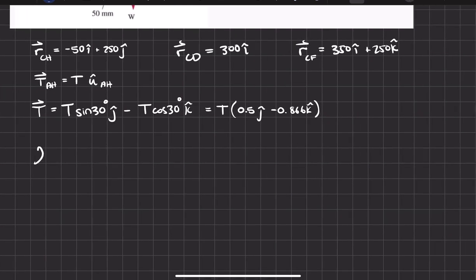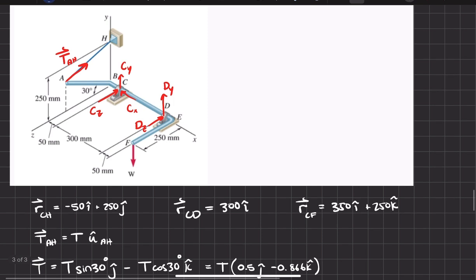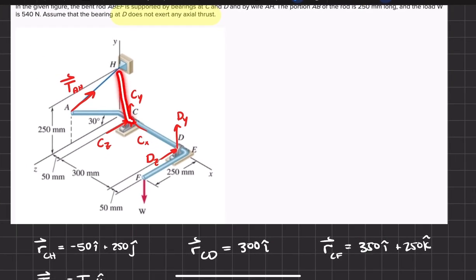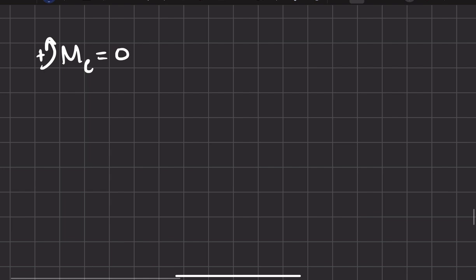So we take the moment about C, set it equal to 0. I'll draw out that equation right here on the free body diagram. We're taking the position vector from C to H, because that's where the force of tension extends, so we're connecting this direction vector with this force vector right here. We're taking from C to D to connect to these two forces right here. And we're taking from C to F to connect to this weight force right here. So those cross products look something like this.